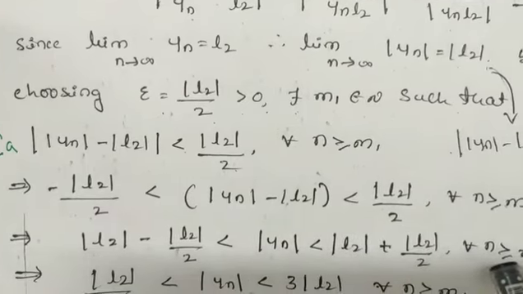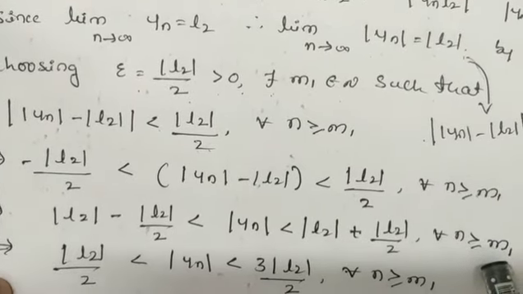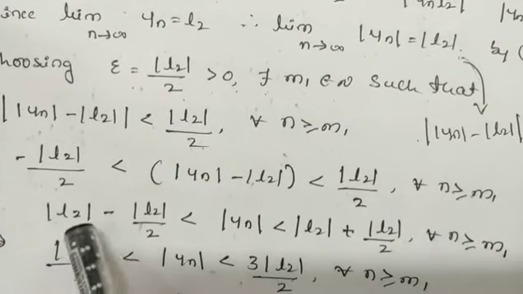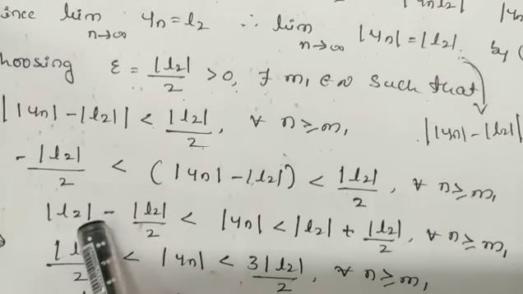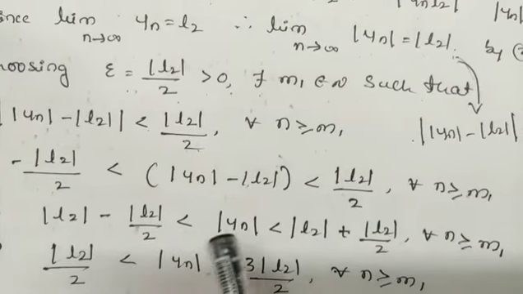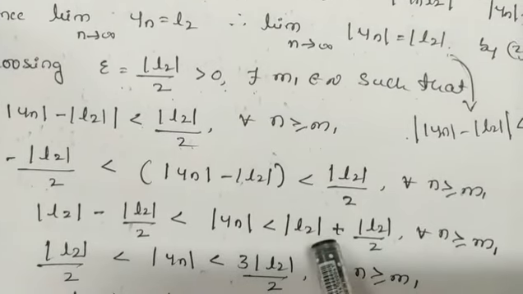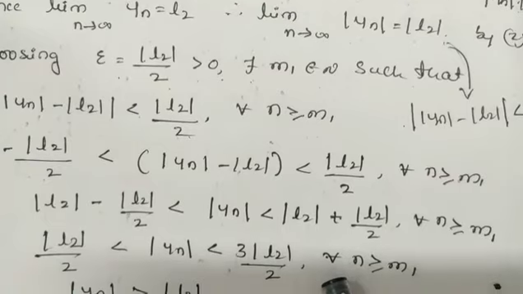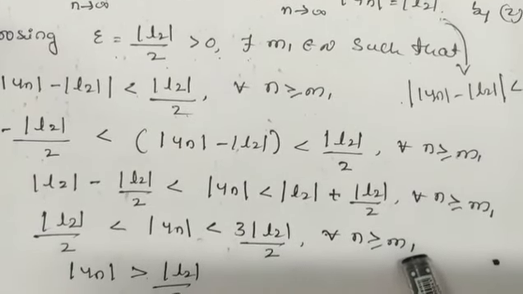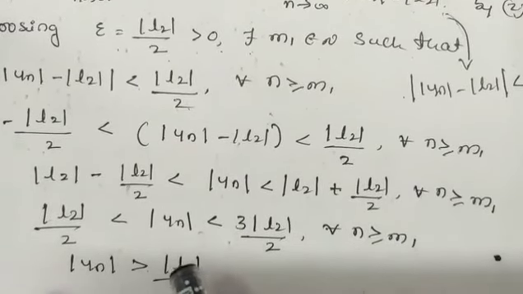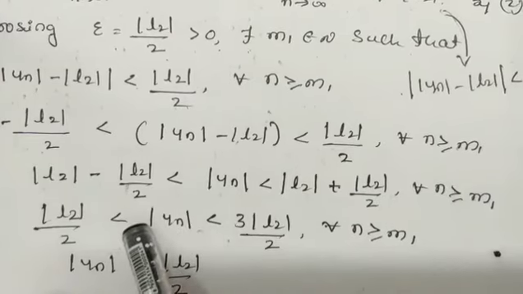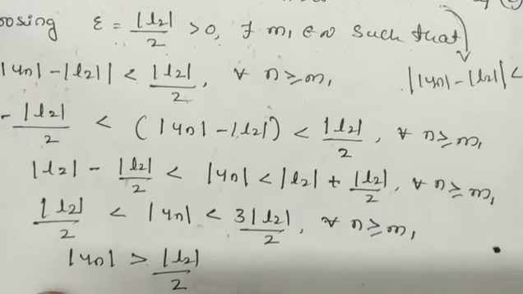This is for all n greater than or equal to m1. So now this implies the difference of these two, 1 minus 1 by 2, is 1 by 2. It is mod L2 divided by 2, which is less than mod yn, which is less than the sum of these, 1 plus 1 by 2, is 3 by 2. It is 3 by 2 into mod L2 for all n greater than or equal to m1. So that is what we have here. Here we have mod yn is definitely greater than mod L2 divided by 2.